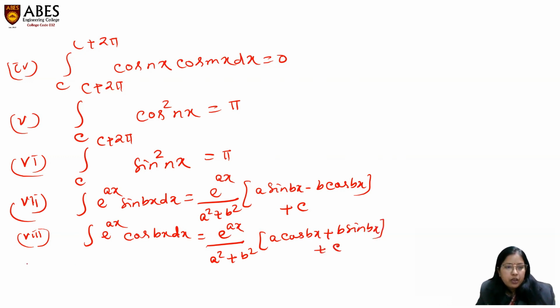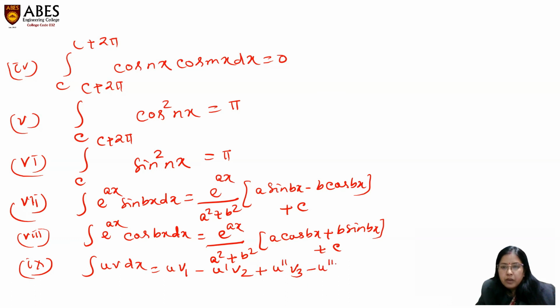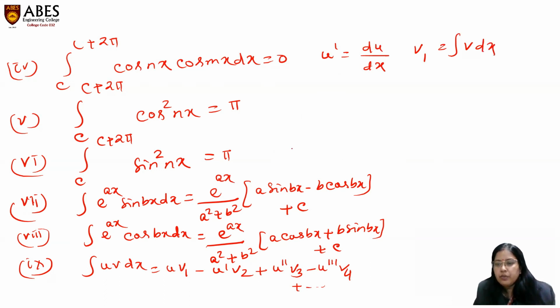The most important formula that we'll use is the Leibniz formula for integral of u v dx, that is u v1 minus u dash v2 plus u double dash v3, alternatively continuing, minus u triple dash v4 and so on. What does u dash represent? U dash means du by dx, differentiation with respect to x, and what does the suffix n represent? This is the integration of the function. So these are the formulas which we need to evaluate the Euler's constants.